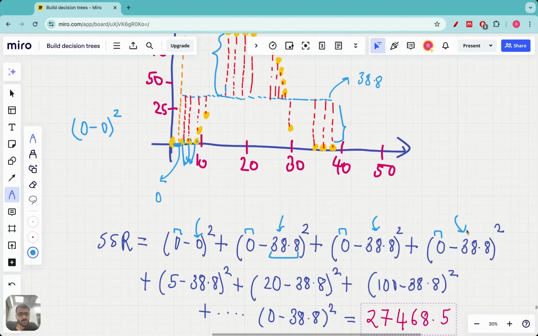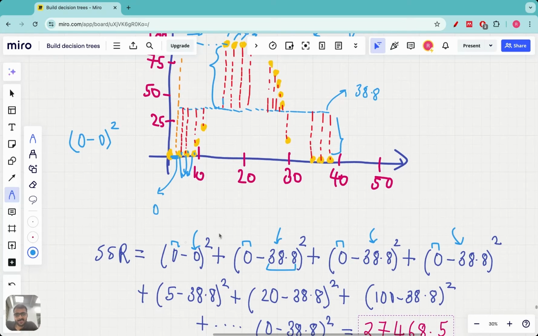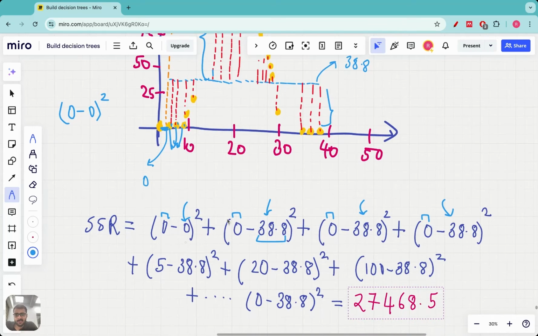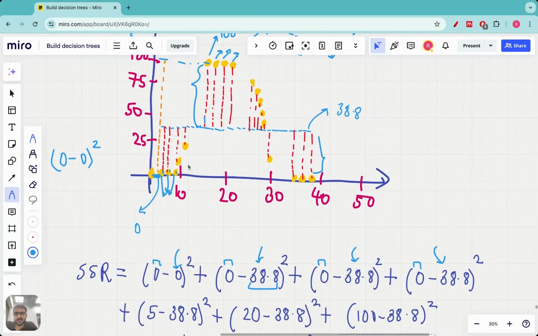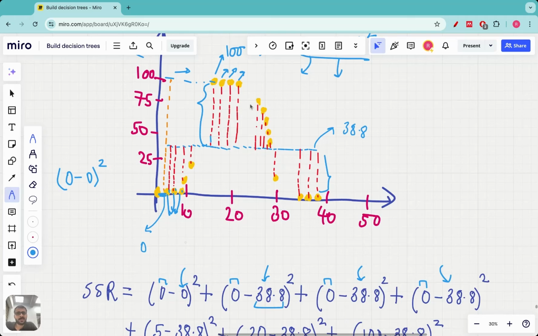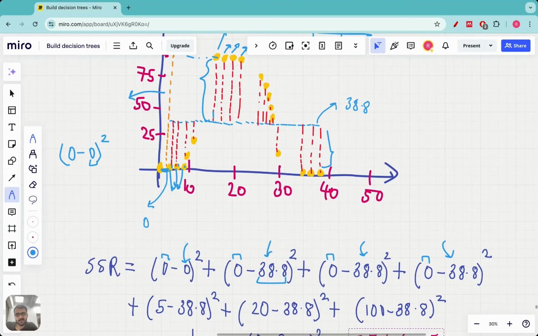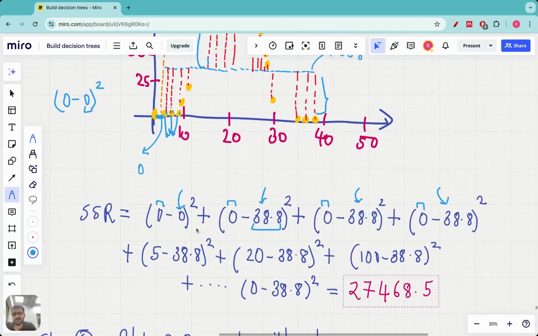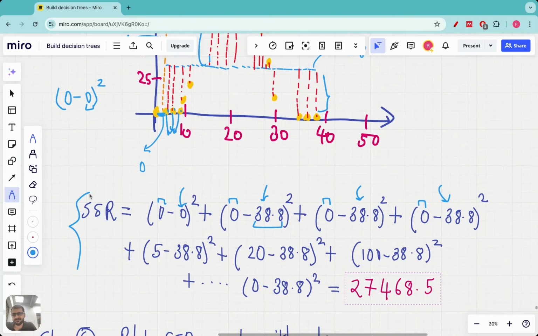Now we are going to add this error for all the points in the training data set. On the right hand side of this orange line, the predicted value is 38.8, so we subtract the actual value minus this, and square it. To the left hand side of this orange line, the predicted value is 0, so we take the actual value, subtract the predicted value, and square it. And we'll add all of these errors together. This is what has been written in this mathematical representation over here.